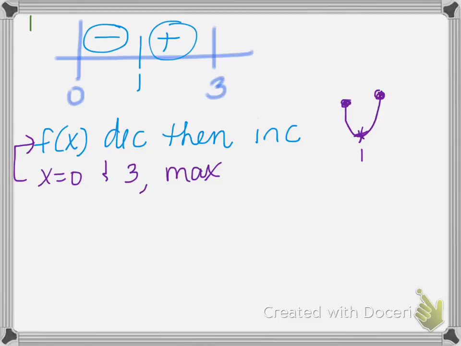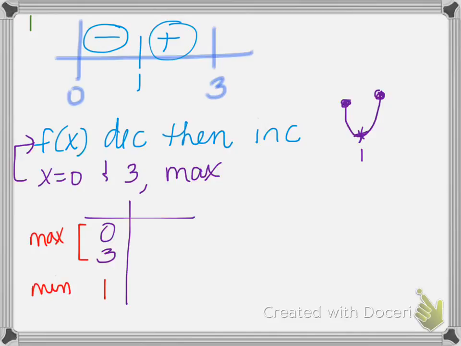So from there, to find the actual global min or max, I need to know y values. So I make a table, and I usually separate the mins and the maxes. I know that these are the maxes, and I know that this one was the min. And I'm going to plug those values into the original equation. The original equation was x squared minus 2x plus 2. So I'm plugging 0 into that. I'm plugging 3 into that. And I'm plugging 1 into that.